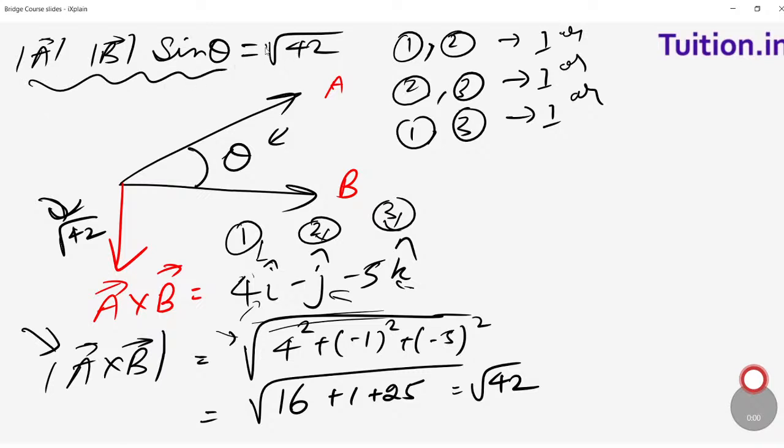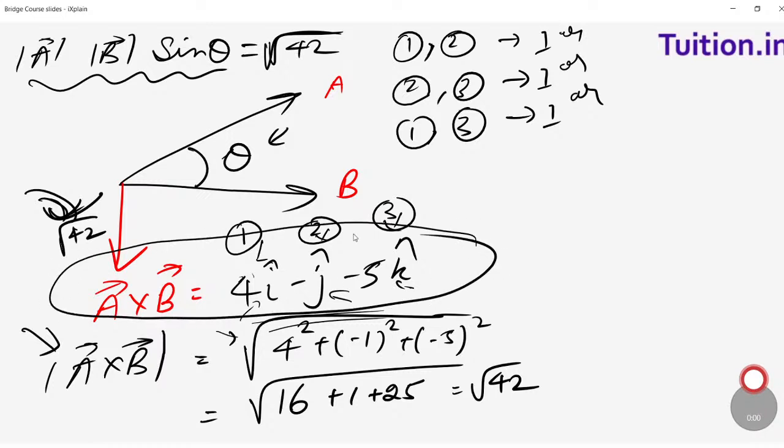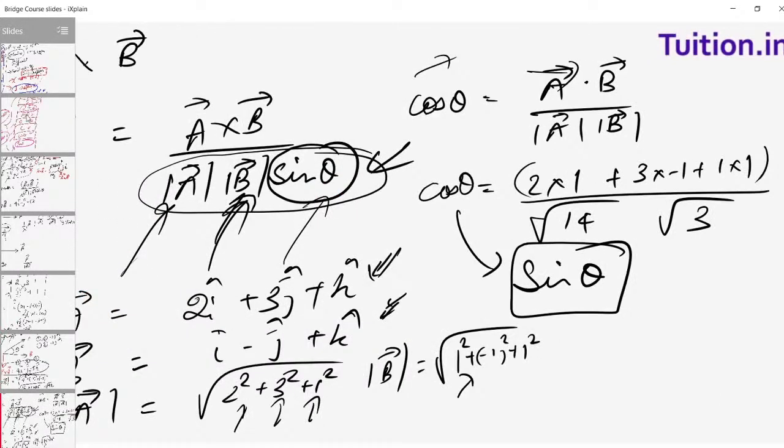This thing is also going to give you root 42 only, but I directly got that root 42 because I got the A cross B vector itself. If I got the A cross B vector itself, then I can directly find the magnitude of that vector. Why should I take this formula? It's not even needed. So remember guys, do not unnecessarily increase your effort. Make sure you are aware of what you are doing, right? So finally, what is the answer to my question?